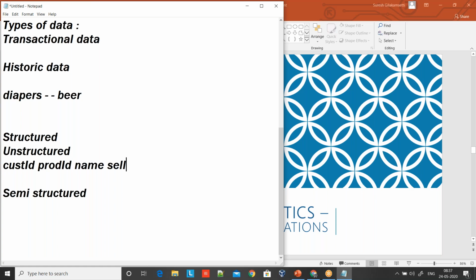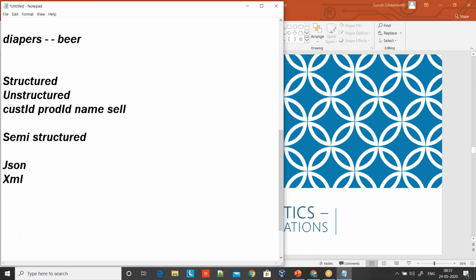Then we have semi-structured data. Semi-structured data will still have some structure associated with it, but it is not typically stored in tables. So examples of semi-structured data would be maybe JSON data and XML data. Those are a few examples of semi-structured data, right?